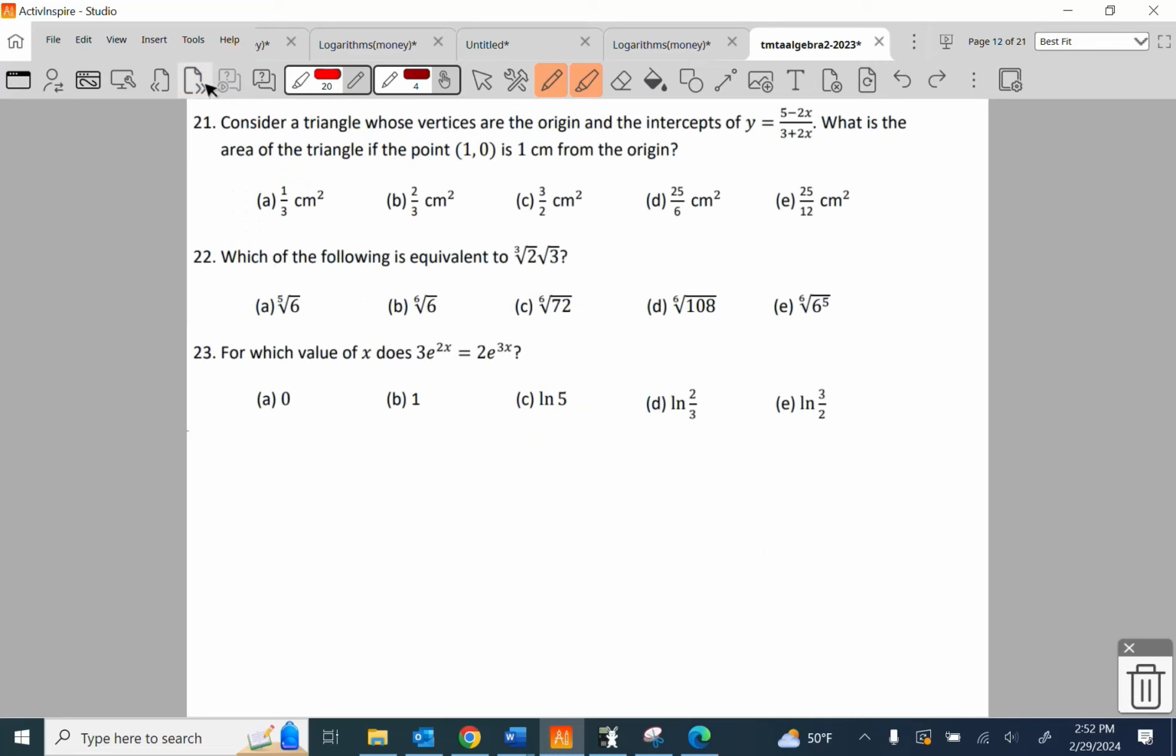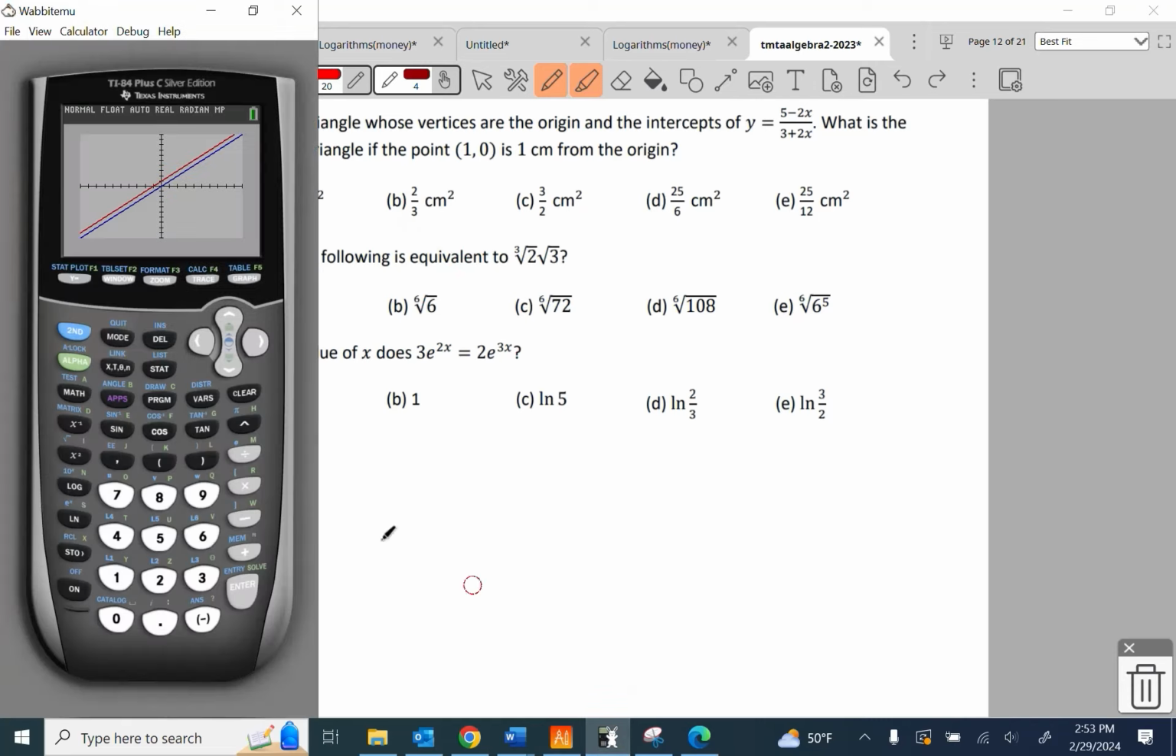All right, 21. Consider a triangle whose vertices are the origin and the intercepts of y equals 5 minus 2x over 3 plus 2x. What is the area of the triangle if the point 1, 0 is 1 centimeter from the origin? So let's graph this funny looking thing. That way we can get some stuff off of it.